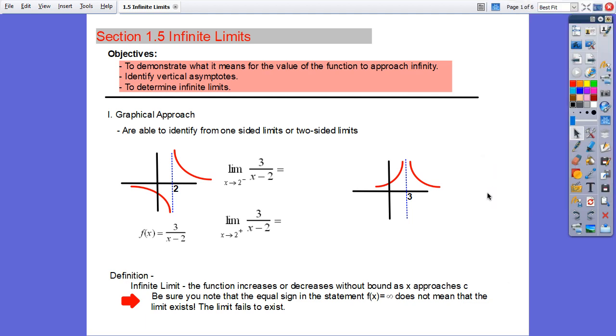We're going to be looking in 1.5 at infinite limits. We're going to need to be able to demonstrate what it means for a value of a function to approach infinity, identify vertical asymptotes, which should be somewhat of a review for us from pre-calc, and then determine infinite limits.